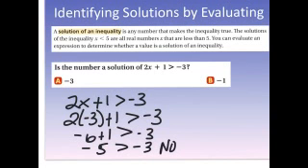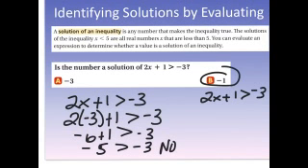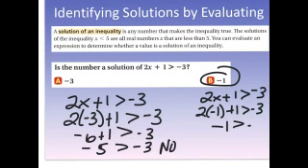So look at the next one. 2x plus 1 greater than -3, except this time we want to use -1. So 2 times -1 plus 1, is that greater than -3? Well, 2 times -1 is -2, plus 1 is -1. Is -1 less than, or I'm sorry, greater than -3? Yes. Pretty simple. So basically you just take the number they give you, put it into the inequality, and see if it's true.